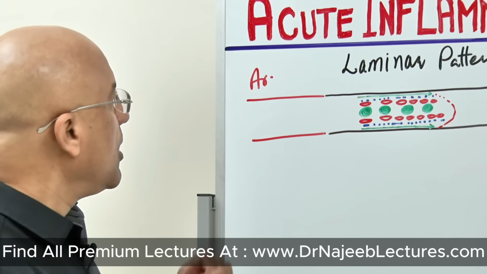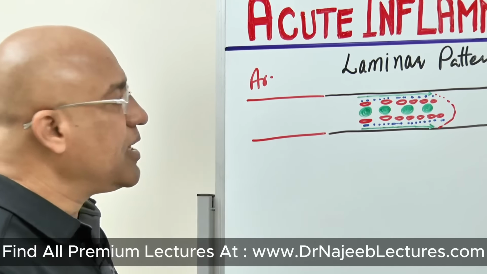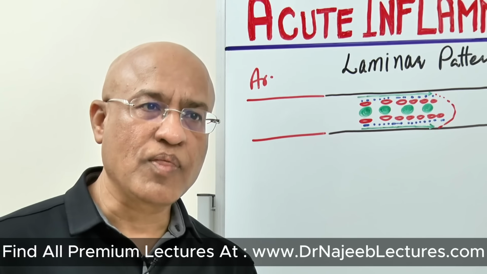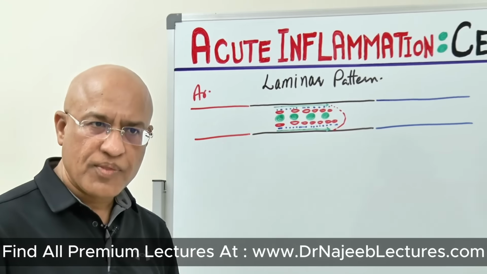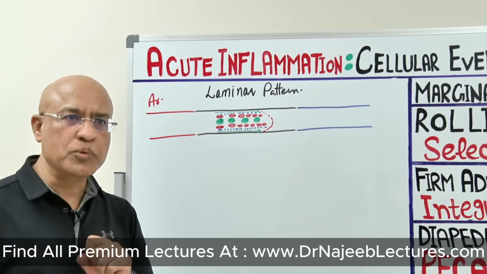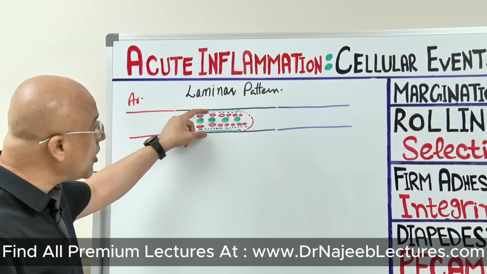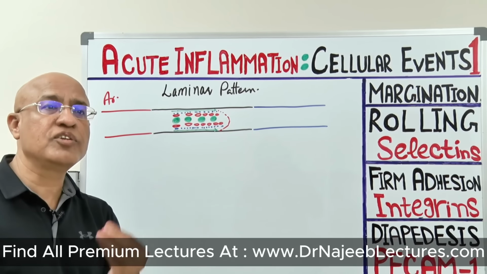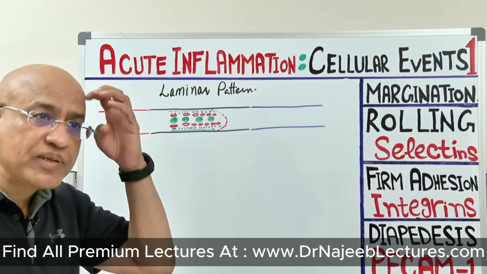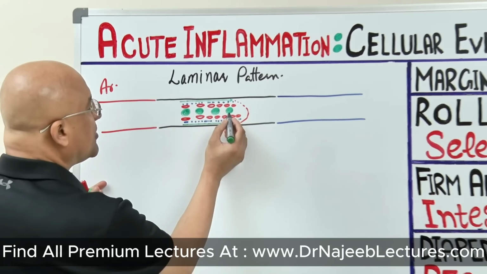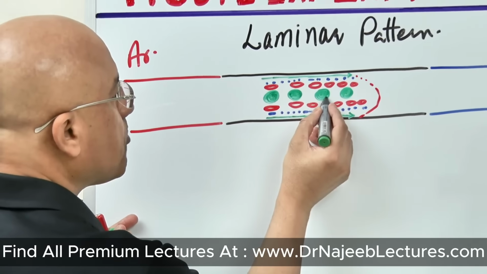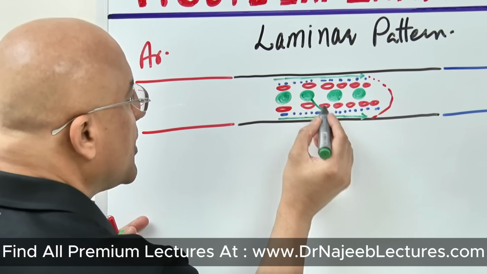Now, what happens in inflamed tissue? In inflamed tissue, this arrangement of laminar flow is disturbed. And what really happens in inflamed tissue is that neutrophils or white blood cells from the center are pushed to the periphery.